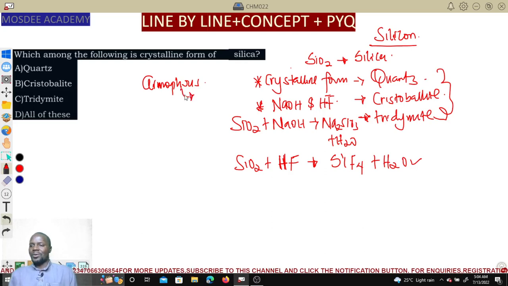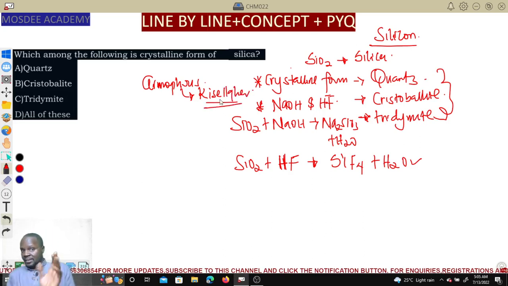And that one is called, I think, kieselguhr. I hope I can spell it. K-I-E-S-E-L, I'm not sure about the spelling. It's called kieselguhr, something like that. I'm not so sure, but this is the name. That is the name of the amorphous form of silica.